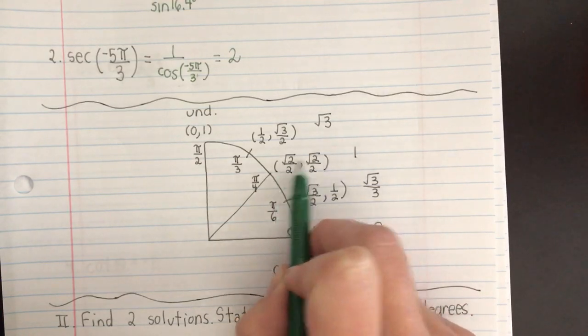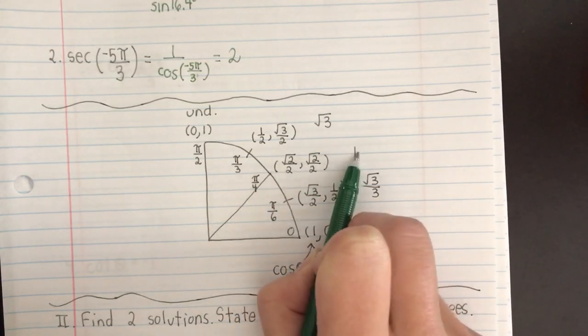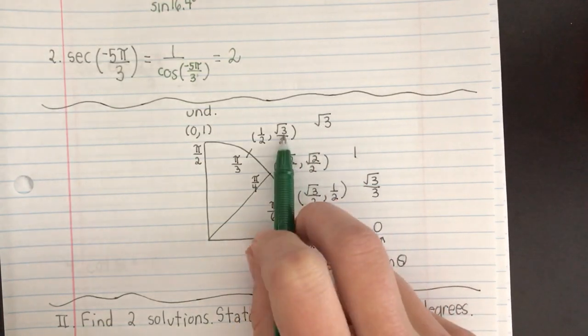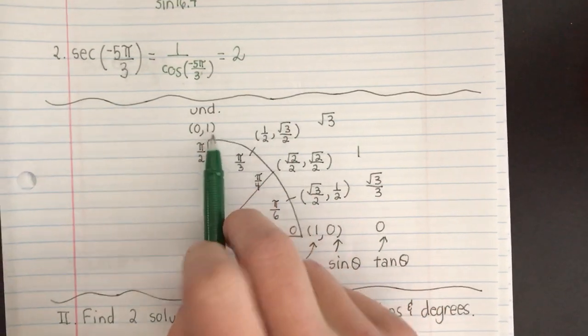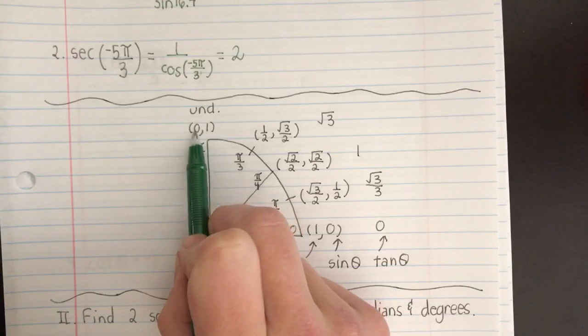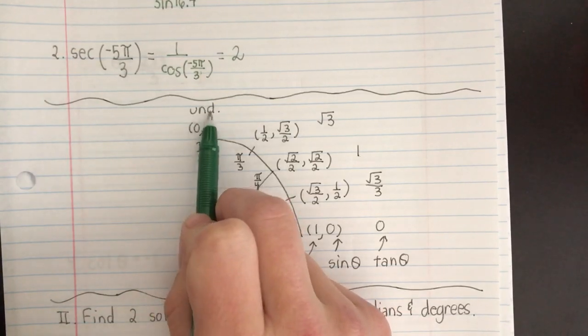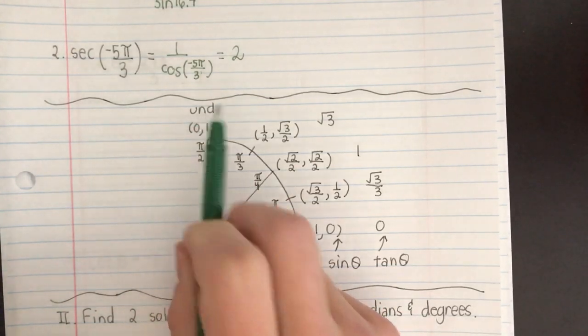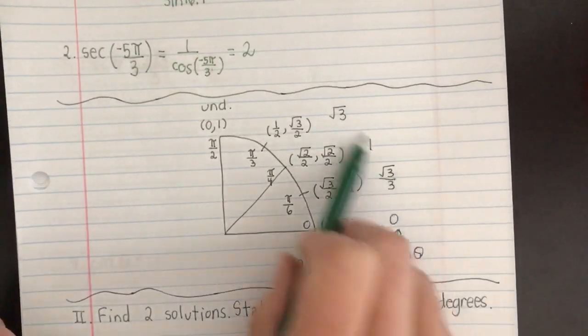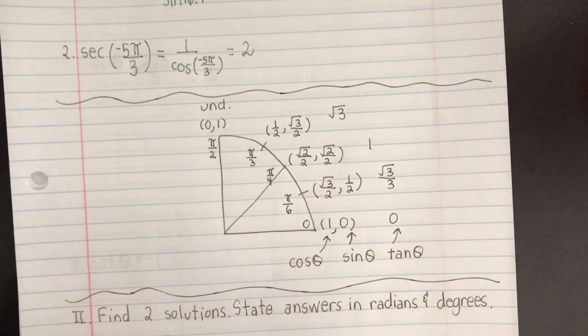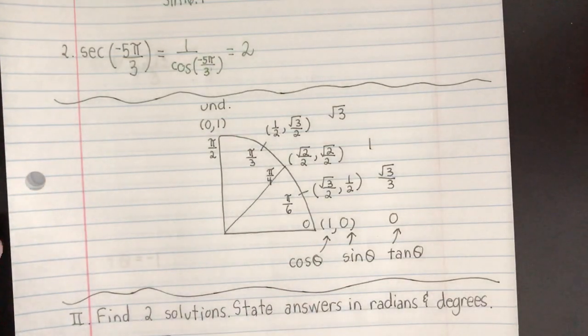Of course, anything over itself, y over x would be 1, so that's 1. This y over x would end up being square root of 3 when you simplify, and of course, this y over x, 1 over 0, would be undefined because you can't have 0 in the denominator, so undefined. So we are going to memorize these just as we have these. Yay!